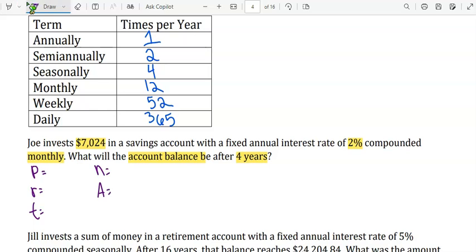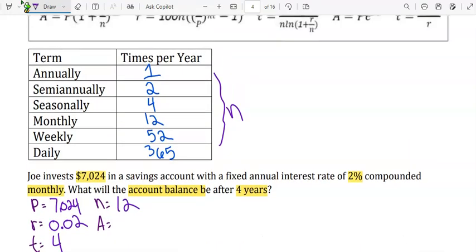It says that Joe invested the $7,024, so that is P. R, you want to have that standard form. 2% is 0.02. 4 years, so T is 4. And then it says monthly, so we're going to put 12 for N. And then A, we don't know what that is yet. So we want to evaluate for A.